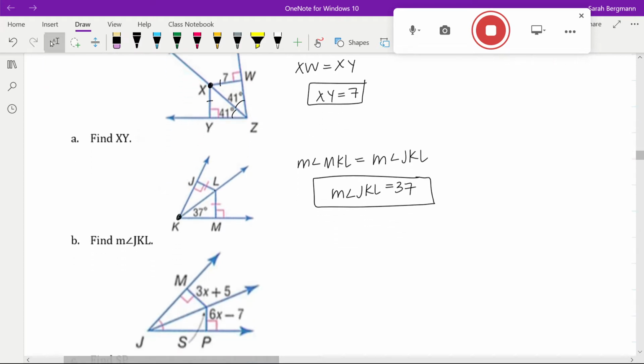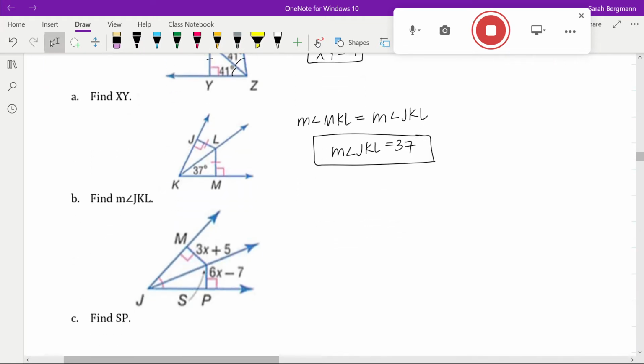Finally, we could do some problems like this with algebra. So this says find SP. I see that point S is on the angle bisector of angle MJP. Therefore, it must be equidistant from the sides of the angle. And I see that SP and SM are both perpendicular to the sides of the angle. So that means that those two segments are measuring from point S to the sides of the angle. So therefore, MS must be equal to SP. So I can set up an equation. 3x plus 5 has to be equal to 6x minus 7.